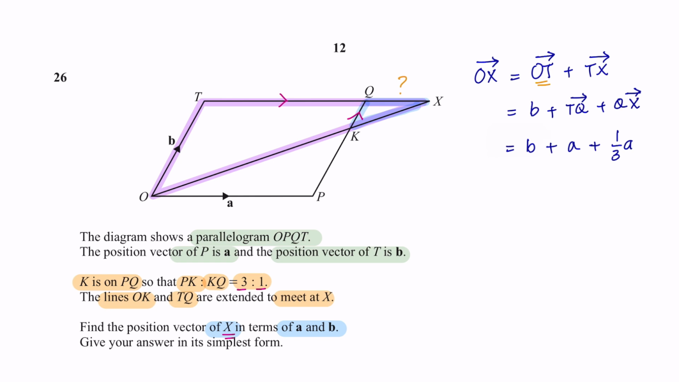Now let's solve this. We can add up these two terms of a, giving us 4 out of 3 a. Now we have the vector of OX.